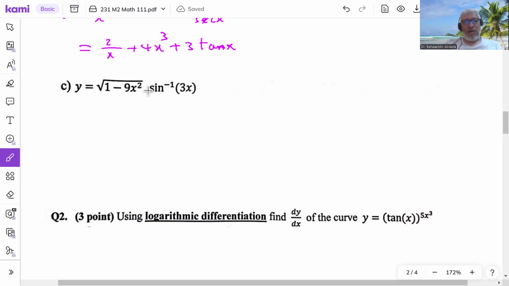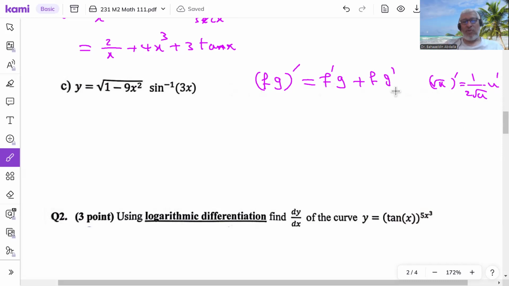Here I have a function multiplied by another function, so I have to use the product rule. The product rule says if you have a product of two functions and you need to find the derivative, find the derivative of the first one multiplied by the second, then the first multiplied by the derivative of the second. That's the product rule. So the derivative of the first function: the first function is the square root of u. What is the derivative of the square root of u? It is 1 over 2 square root of u times u prime.